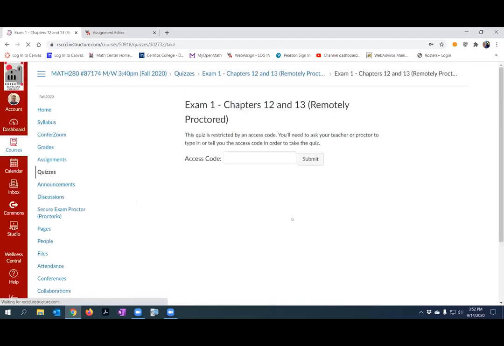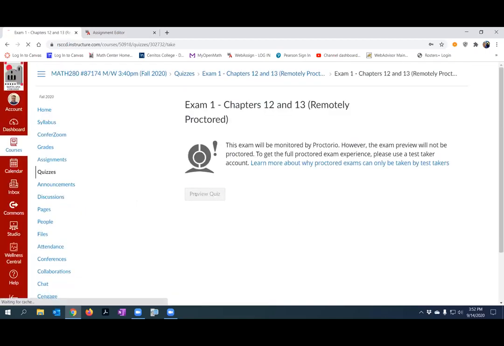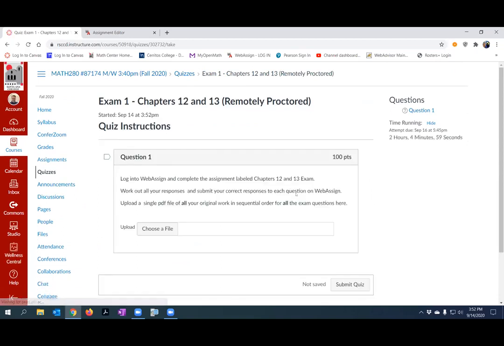Let me preview this real quick. I have questions. So it says, yeah, question 1. Log into WebAssign and complete the assignment labeled Chapter 12 and 13 exam. Work out all your responses and submit your correct responses to each question on WebAssign. Upload a single PDF file of all your original work in sequential order for all of the exam questions here.